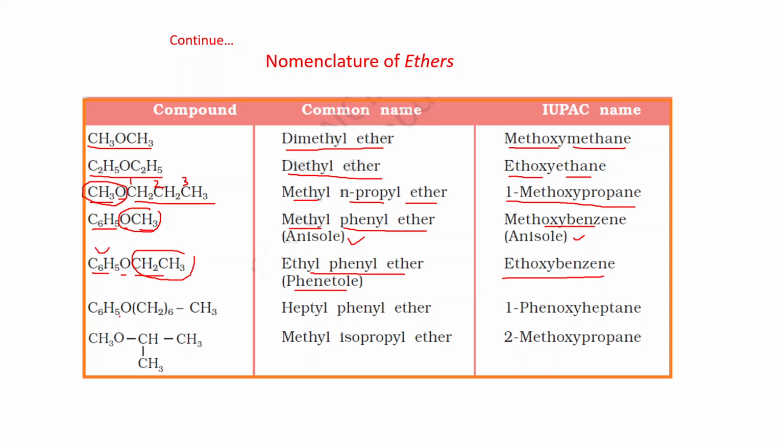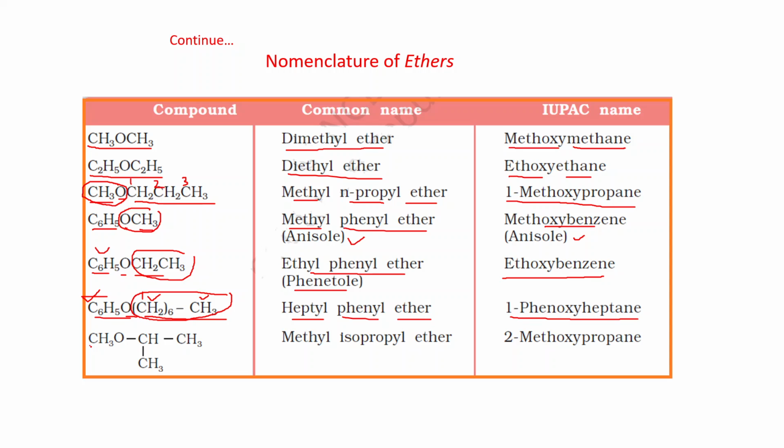Now come to this one. This oxygen is attached with the phenyl and this. How many carbon atoms are there? You can say 6 in the form of CH2 and 1 CH3. That's why total 7 carbon atoms. That's why this is heptyl and its name is heptyl phenyl ether. Now in IUPAC name, this is written as a hydrocarbon and this is written as a prefix and this is phenoxy attached to the first carbon atom of this. That's why this is 1-phenoxyheptane.